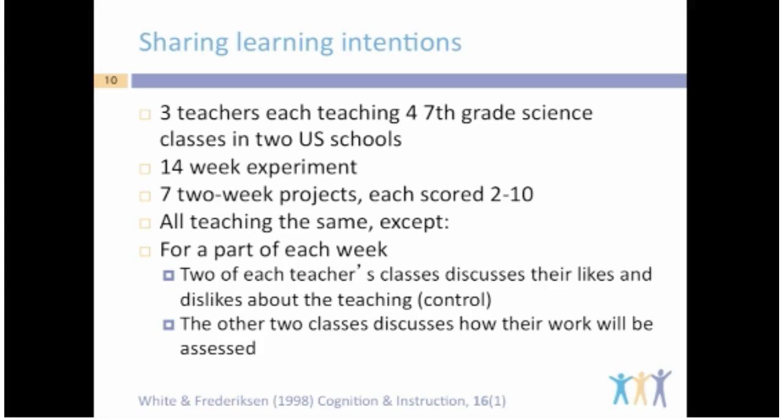The teachers taught all 4 groups exactly the same way for 2.5 hours each week. But for 30 minutes, they did something different with 2 of the classes from what they did with the other 2 classes. So 2 of the classes discussed their likes and dislikes about the teaching they were getting. That was meant to be the control group. And these 2 classes were asked to make suggestions to the teacher about how to improve their learning of physics in these experiments. The other 2 classes for each teacher discussed how their work would be assessed.